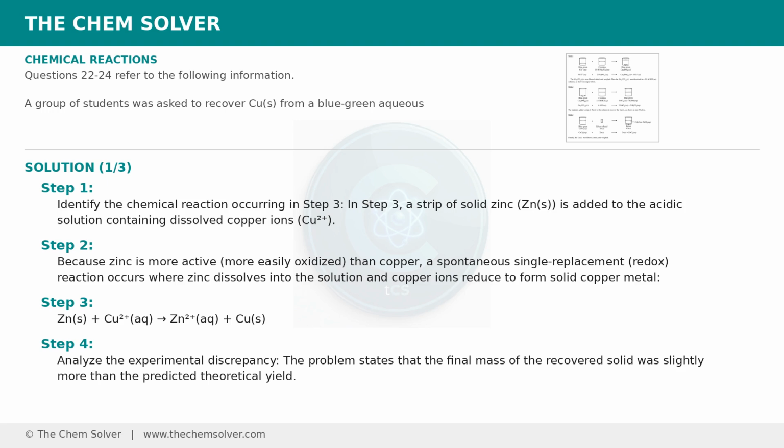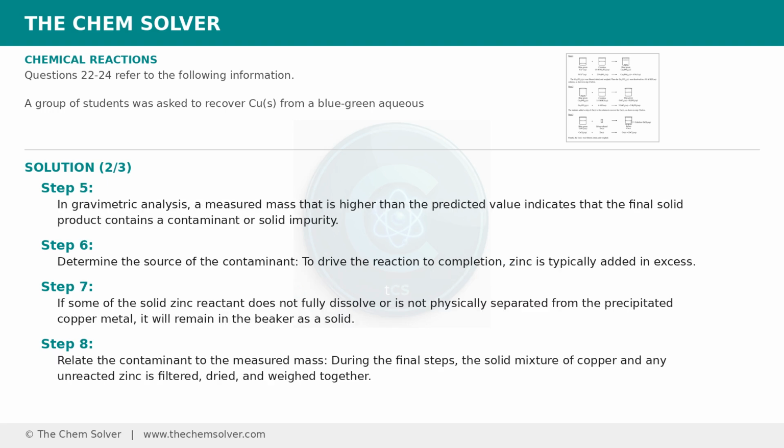Analyze the experimental discrepancy. The problem states that the final mass of the recovered solid was slightly more than the predicted theoretical yield. In gravimetric analysis, a measured mass that is higher than the predicted value indicates that the final solid product contains a contaminant or solid impurity.